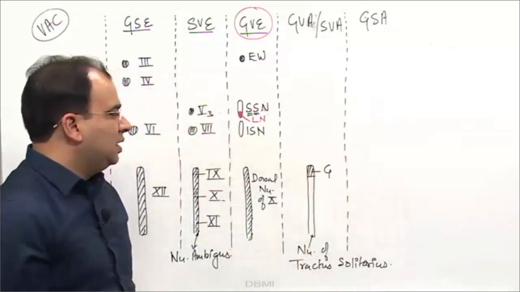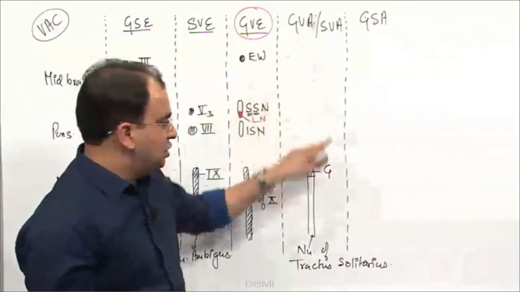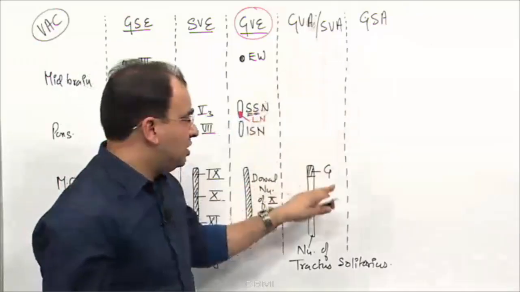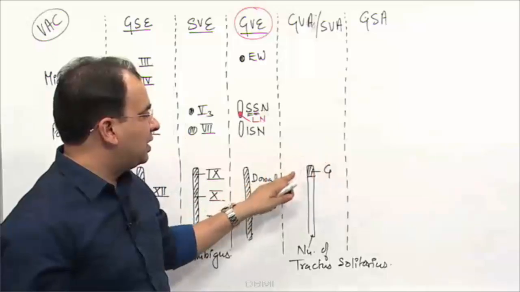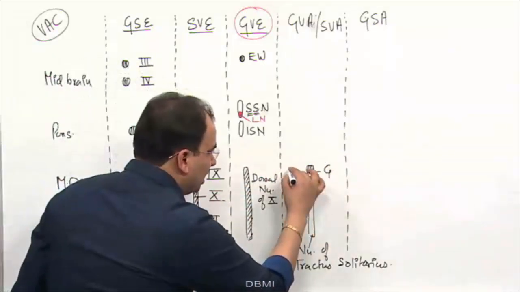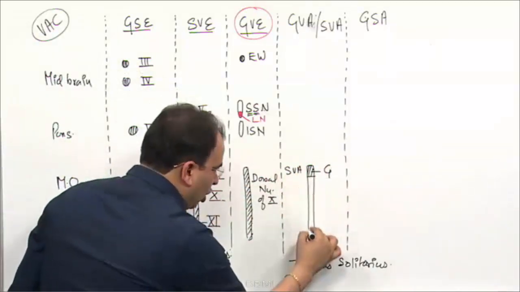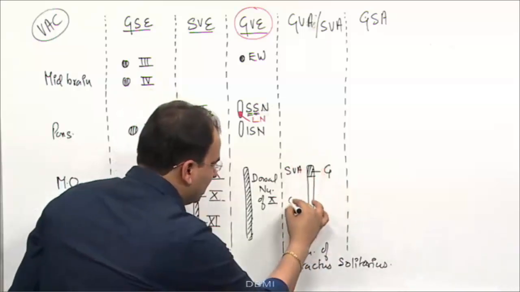I'm writing G here. G is not for GVA. G is for SVA actually, and G represents the gustatory. Taste sensation will go into the cranial part. That means the cranial part of this nucleus is SVA, and the rest of the caudal part of this nucleus is GVA.